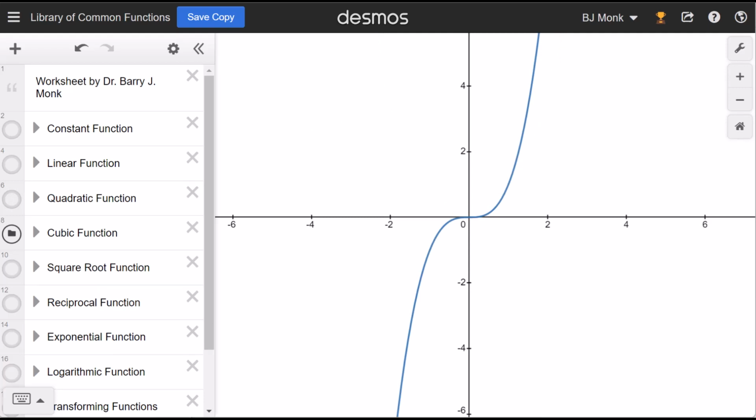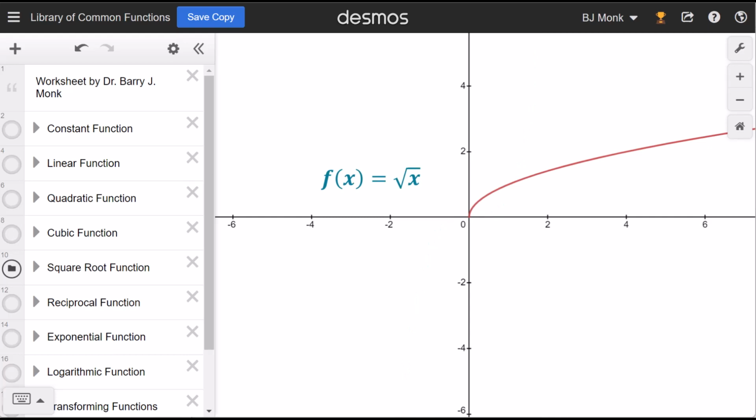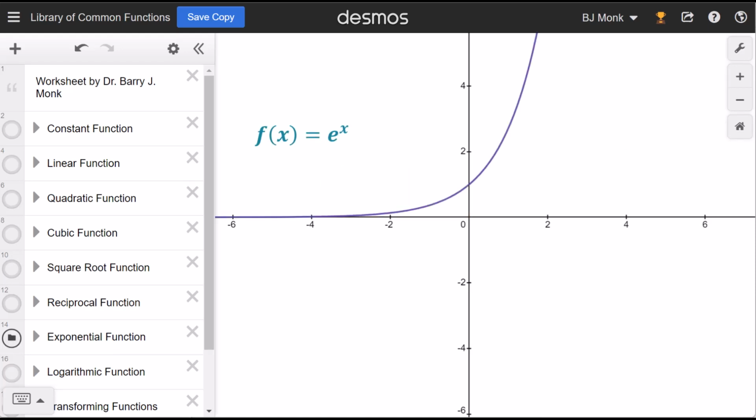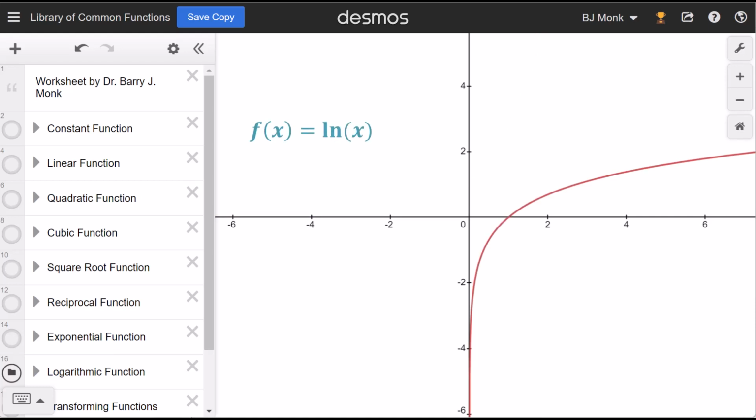The graph of f of x equals the square root of x starts at the origin and then goes up and to the right. An exponential function in the form of f of x equals e to the x is often used to model population growth. Logarithmic functions have the property of growing quickly at first, but then leveling off.